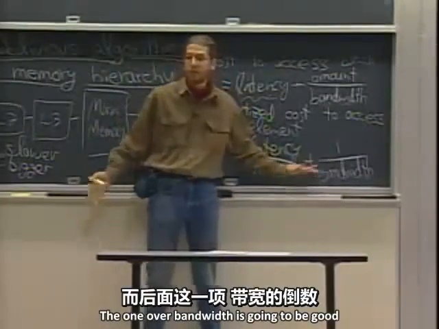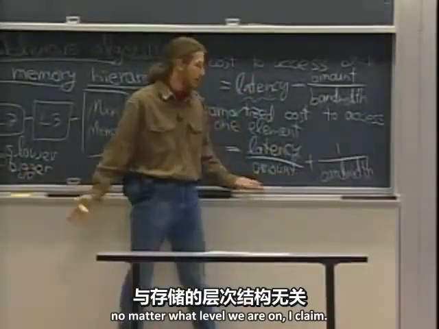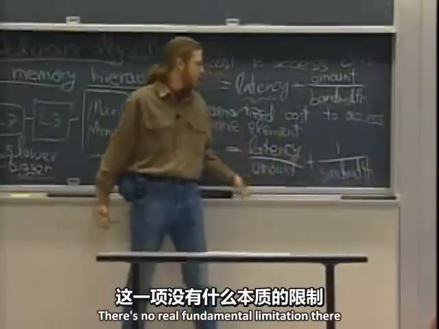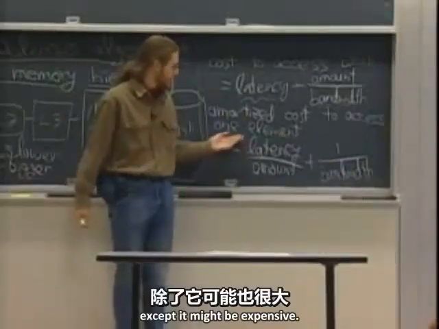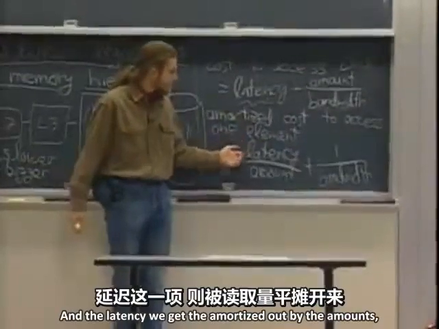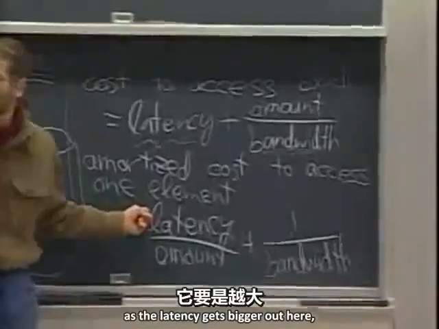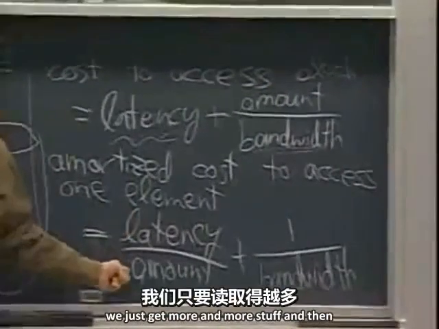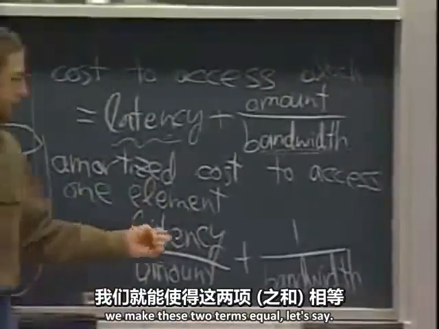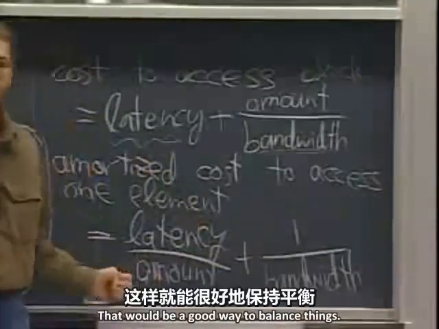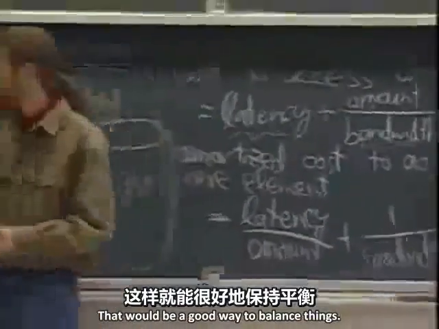The 1 over bandwidth is going to be good no matter what level we're on, I claim. There's no real fundamental limitation there, except it might be expensive. And the latency we get to amortize out by the amount. So whatever the latency is, as the latency gets bigger, we just get more and more stuff, and then we can make these two terms equal, let's say. That would be a good way to balance things.